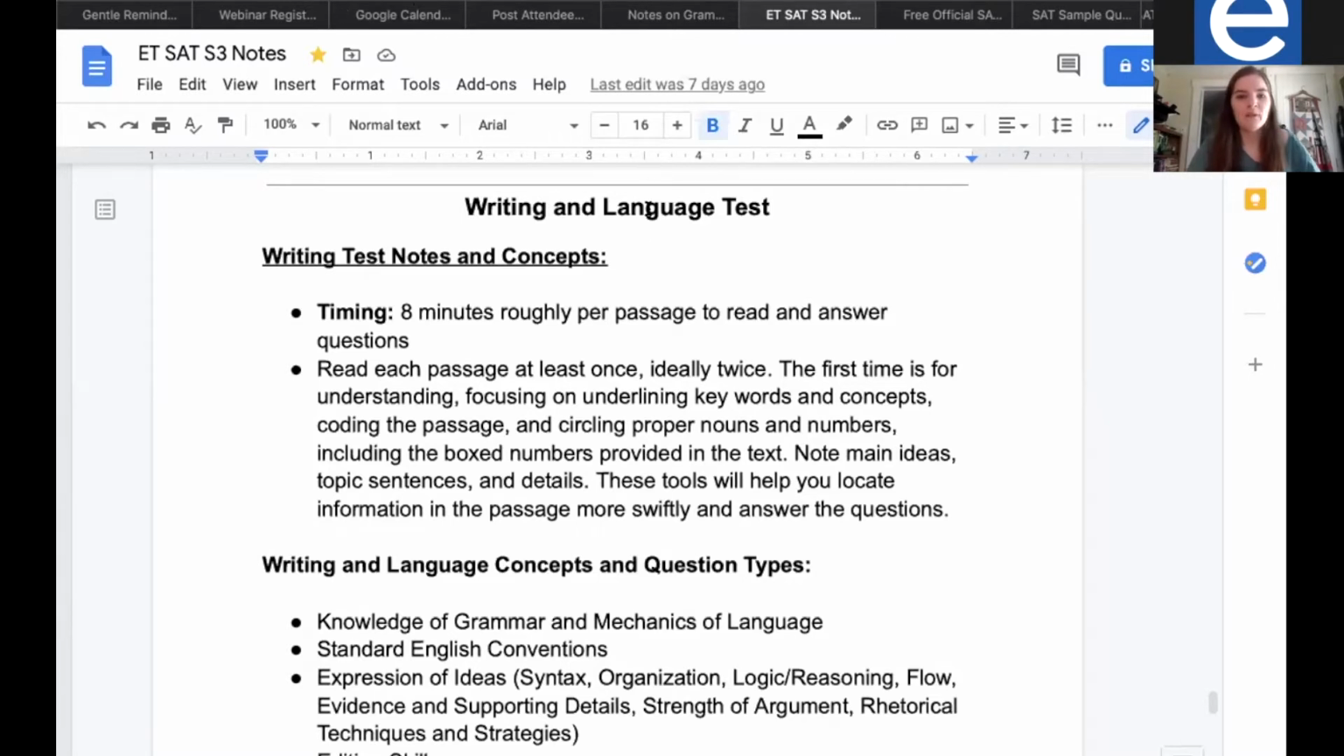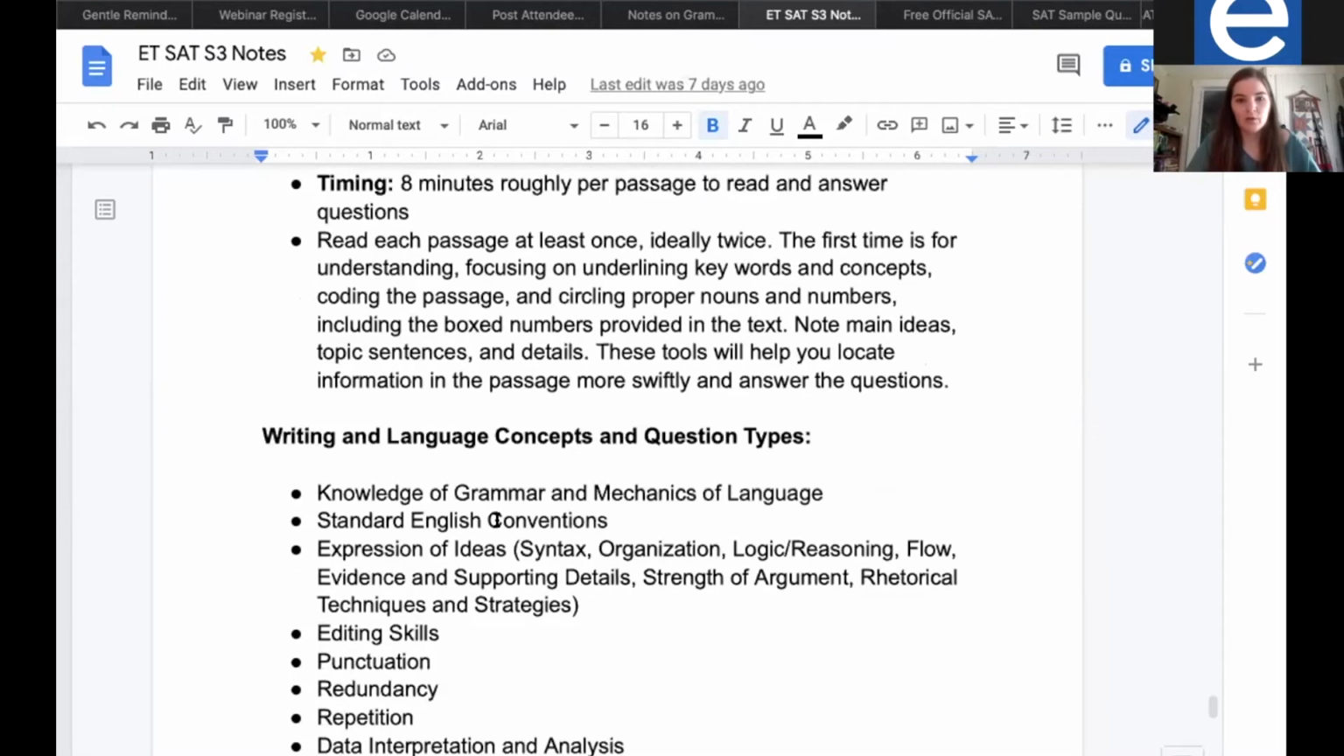So 8 minutes, you've got to aim for that in your approach to this section. 8 minutes per passage. And you need to ideally read each passage at least once, ideally twice, but again, just like with the reading section, it depends on how quickly you can read. And also it depends on whether or not you're able to understand the text.